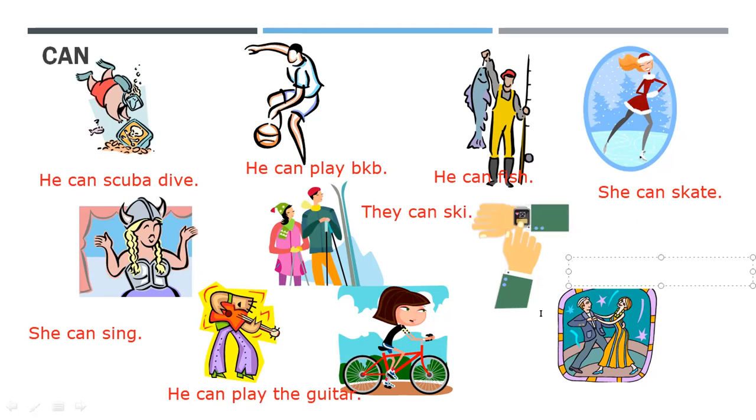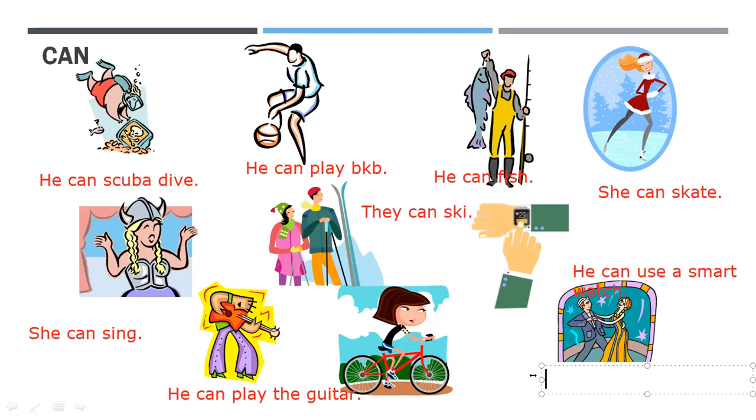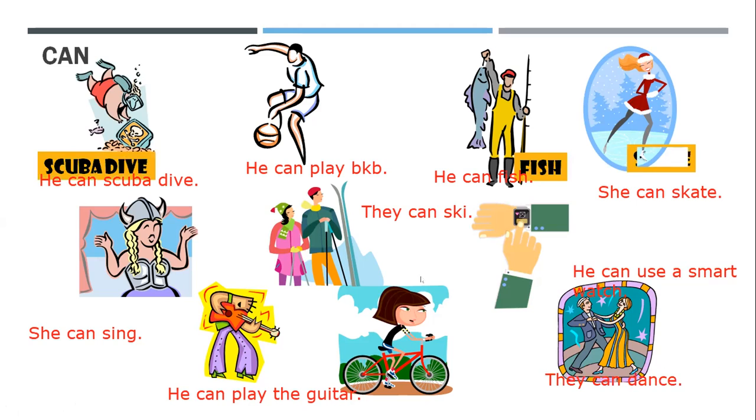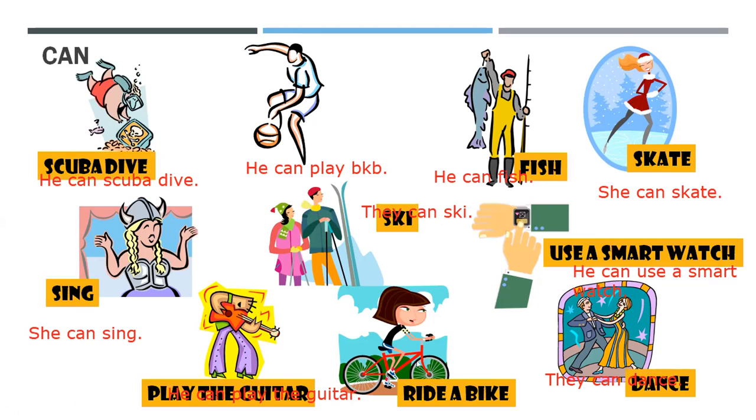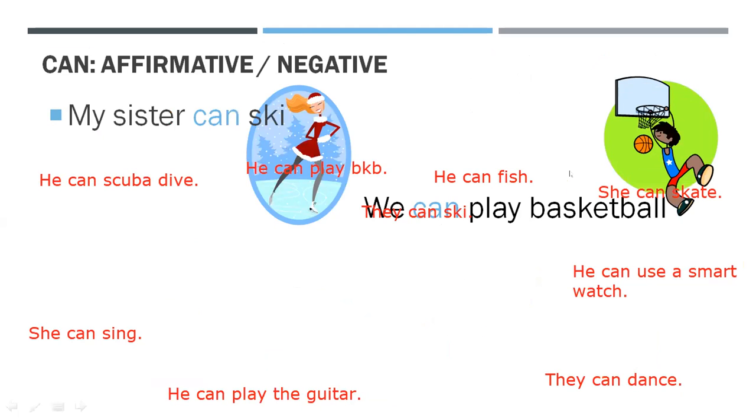Skate. How about this one? Can use a smartwatch. And the last one, they can dance. So this is you on Christmas, right? Okay, scuba dive. It goes together. Very good. So that's, we missed this. Okay, let's continue.